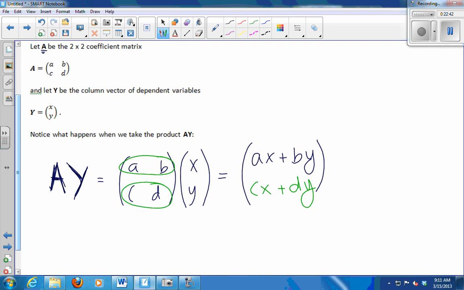So when I multiply the coefficient matrix times the vector of dependent variables, I get AX plus BY and CX plus DY. Those are the right-hand sides of my two differential equations. I'm not going to spend a lot of time on matrix multiplication because it gets more complicated with bigger matrices, but we're only ever going to do 2 by 2 matrices times a column vector. So if you can see that this equals this, you're good.